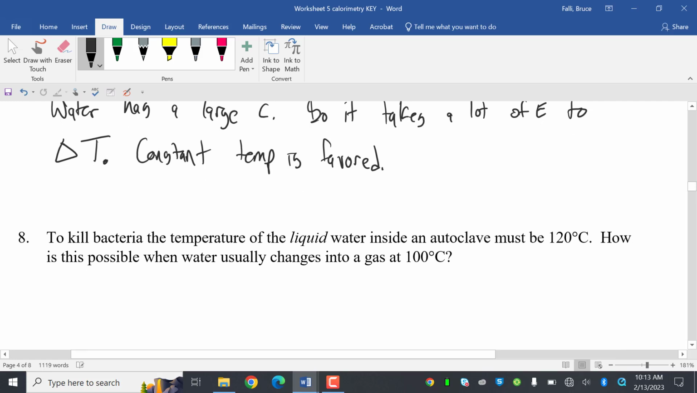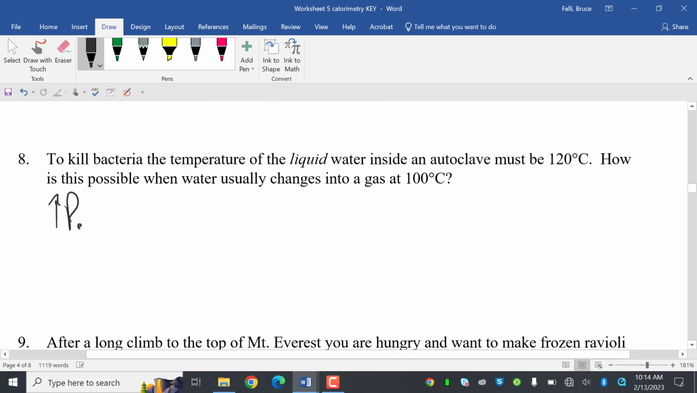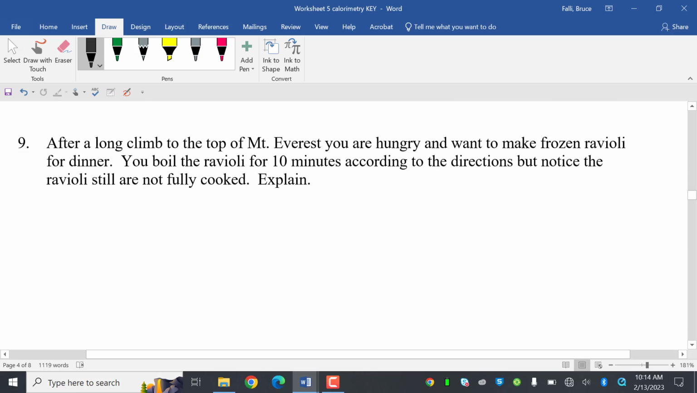Kill bacteria, the temperature of the liquid water inside an autoclave must be 120 degrees. How is this possible when water usually changes to a gas at 100? Remember, there's two things that impact boiling point. One is temperature, the other one is pressure. For a long climb to the top of Mount Everest, you are hungry and want to make frozen ravioli for dinner. You boil ravioli for 10 minutes according to the directions, but notice the ravioli are still not fully cooked.